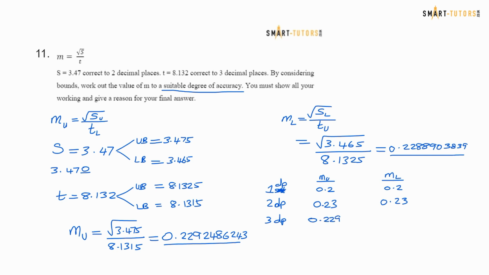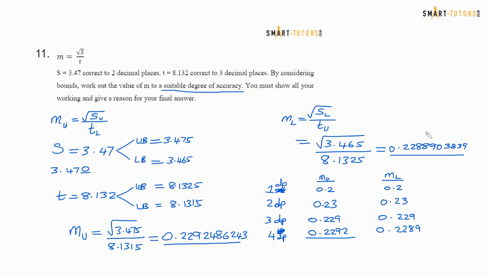0.229. Here 1, 2, 3, 0.229. If I approximate to 4 decimal places, 1, 2, 3, 4, the fifth one won't change anything, 0.2292. And the lower bound is 0.2289. 4 decimal places means 1, 2, 3, 4, the fifth one will round up, so 89.